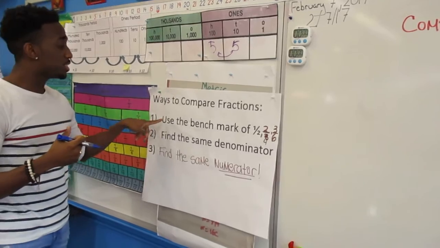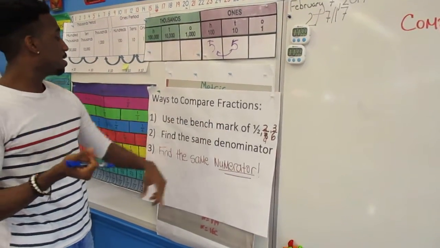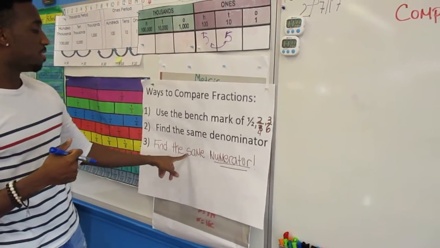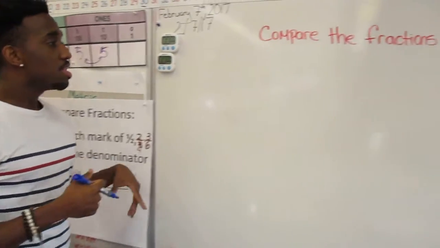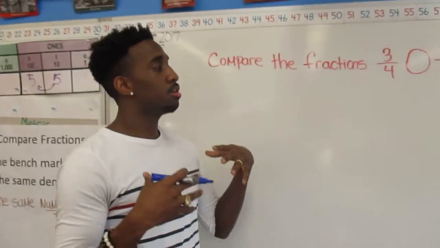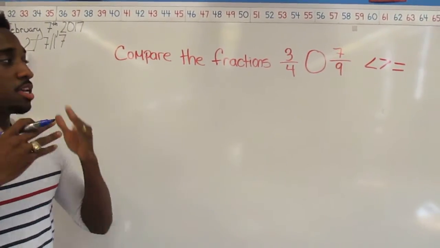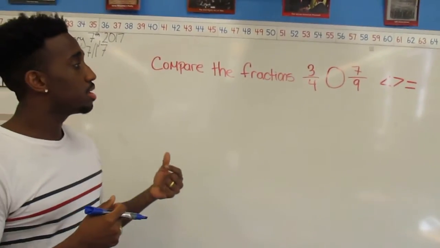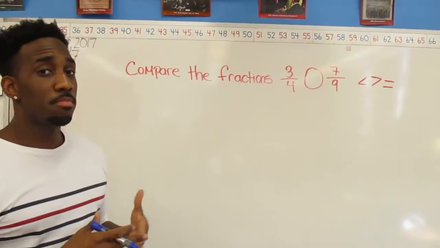The first way is to use a benchmark of 1/2. The second way is to find the same denominator. And the last way is to find the same numerator. Now, most kids are going to start off by looking at the number line to try to find the halfway point. And 3/4 and 7/9, they're both greater than 1/2.